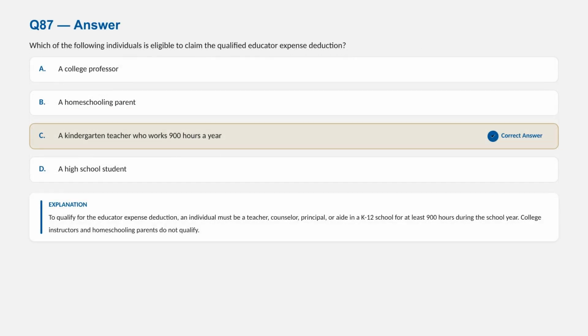The correct answer is C. A kindergarten teacher who works 900 hours a year. To qualify for the educator expense deduction, an individual must be a teacher, counselor, principal, or aide in a K-12 school for at least 900 hours during the school year. College instructors and homeschooling parents do not qualify.